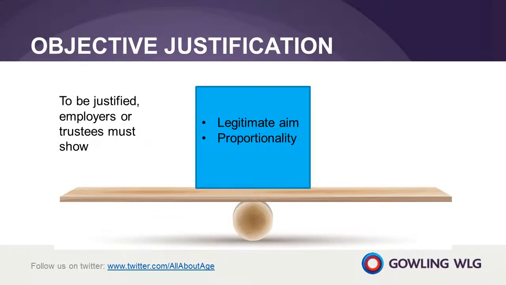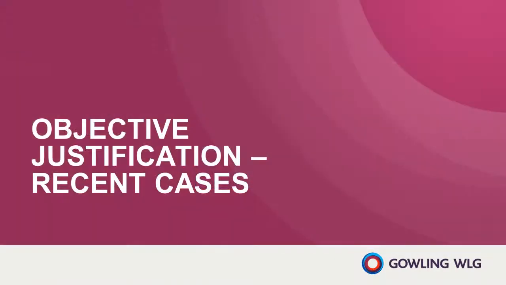So there are two limbs to the objective justification test here. One, is there a legitimate aim? And importantly, in all cases, costs alone can't form a legitimate aim as an employer. So you can't just say you've treated somebody differently on the basis of age because it's cheaper. Having established a legitimate aim, you then need to look at whether or not it's proportionate, i.e. appropriate and necessary. Was the treatment or the provision, criterion or practice both appropriate and necessary in terms of achieving the aim that you had?